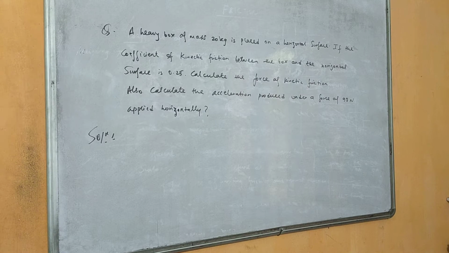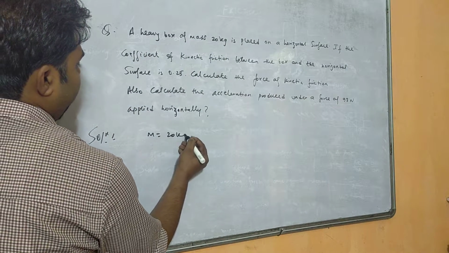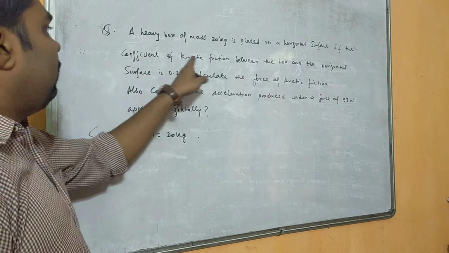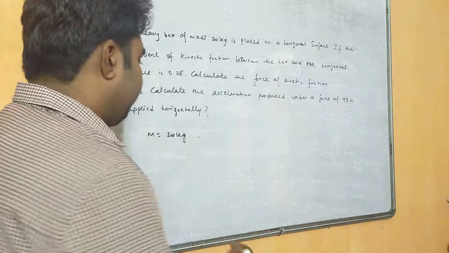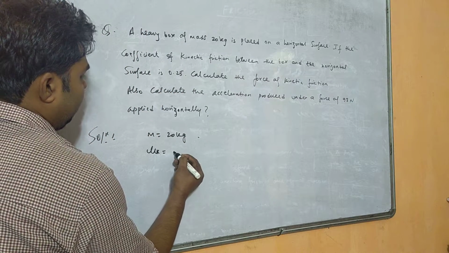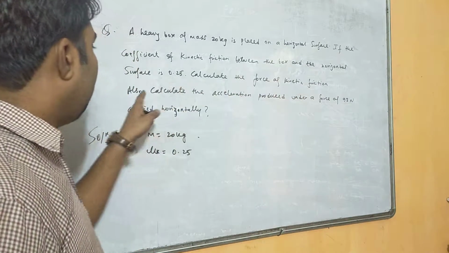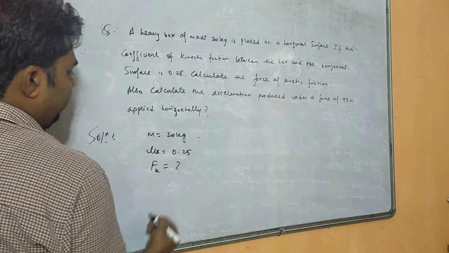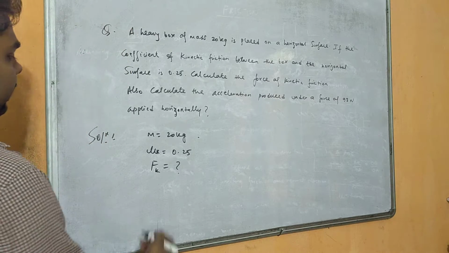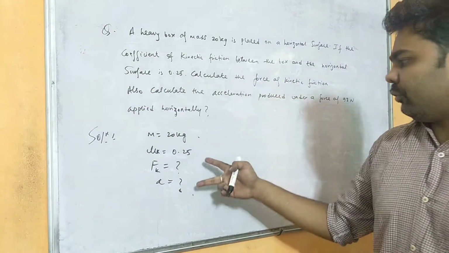So on the board I have noted down one question. A heavy box of mass 20 kg is placed on a horizontal surface. So mass is given here, 20 kg, right? If the coefficient of kinetic friction between the box and the horizontal surface is 0.25, now coefficient of kinetic friction is given, that means mu k is 0.25, right? Calculate the force of kinetic friction, also calculate the acceleration produced. That means we have to calculate the force of kinetic friction, and also the acceleration that is produced in the body, right? So these are the terms given and these two we have to find.